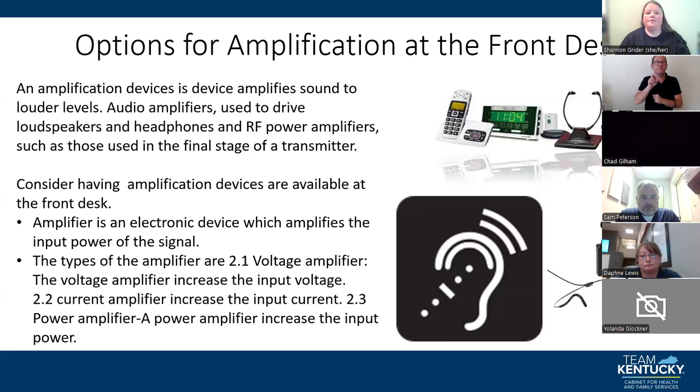Then you have the 2.1 voltage amplifier, which increases the input, making it louder for the person to hear it. And then the 2.2 current amplifier increases that current. The 2.3 power amplifier increases the input power further. So it just all works together in order to make it louder for the person who's using the device.